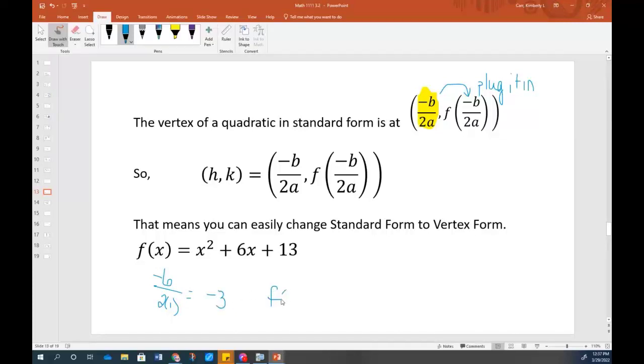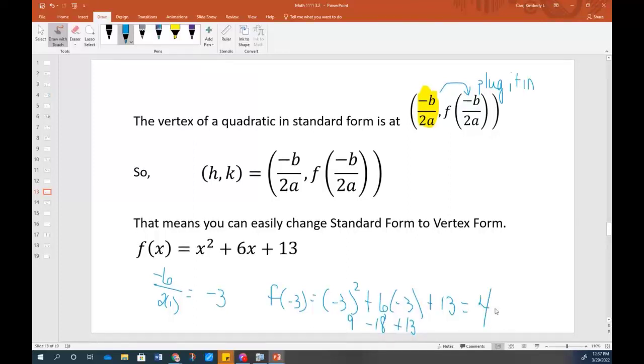Then we are going to find f of negative 3 by just plugging it in, and of course you can use a calculator to help you. But negative 3 squared plus 6 times negative 3 plus 13, and we're going to simplify that, so that is 9 minus 18, which is negative 9, plus 13, and we get 4. So the vertex is negative 3, 4.